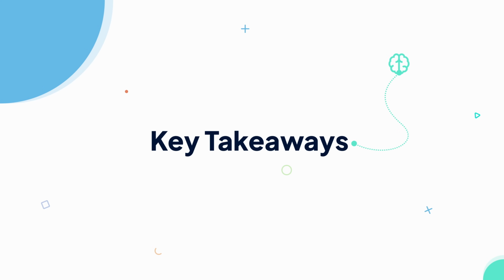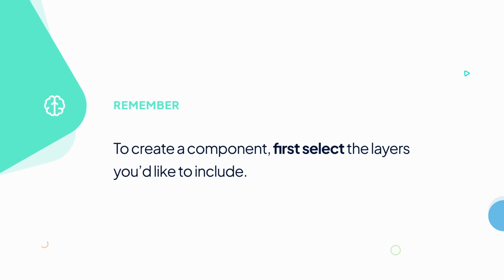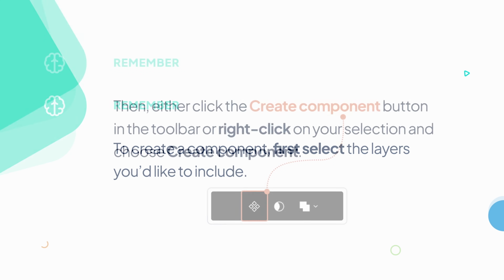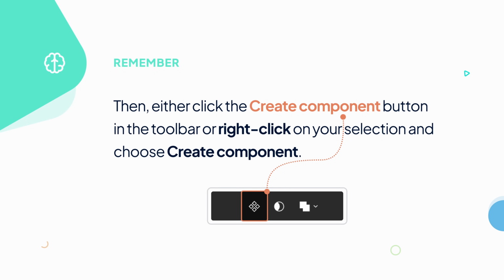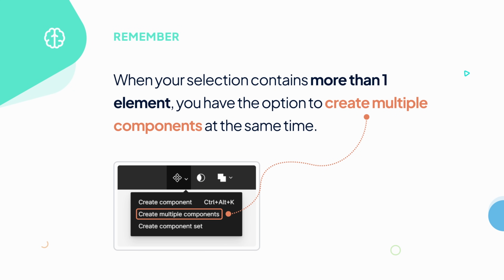Okay, so let's take a look at a few key points to remember from this lesson. You can create a component out of any selection of objects or layers. To create a component, first select the layers you'd like to include. Then either click the Create Component button in the toolbar or right-click on your selection and choose Create Component. Alternatively, use the keyboard shortcuts Command-Option-K on a Mac or Control-Alt-K on Windows. When your selection contains more than one element, you have the option to create multiple components at the same time.